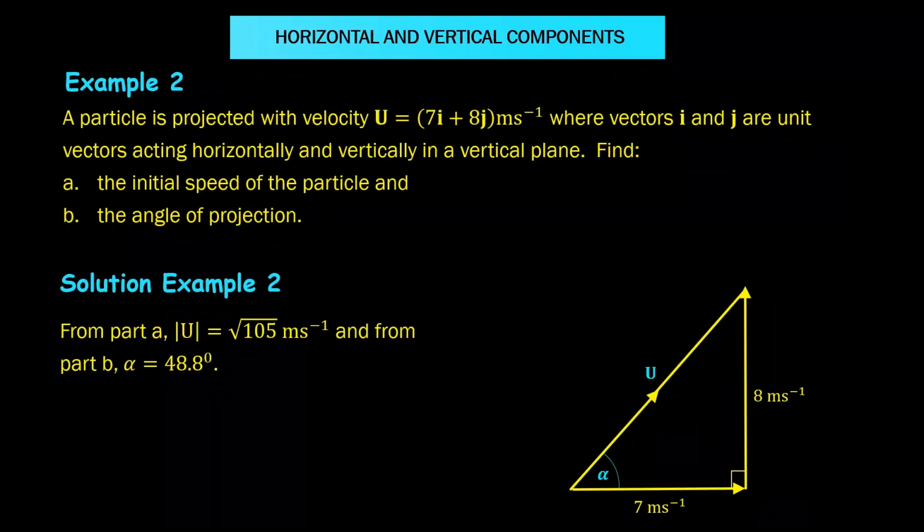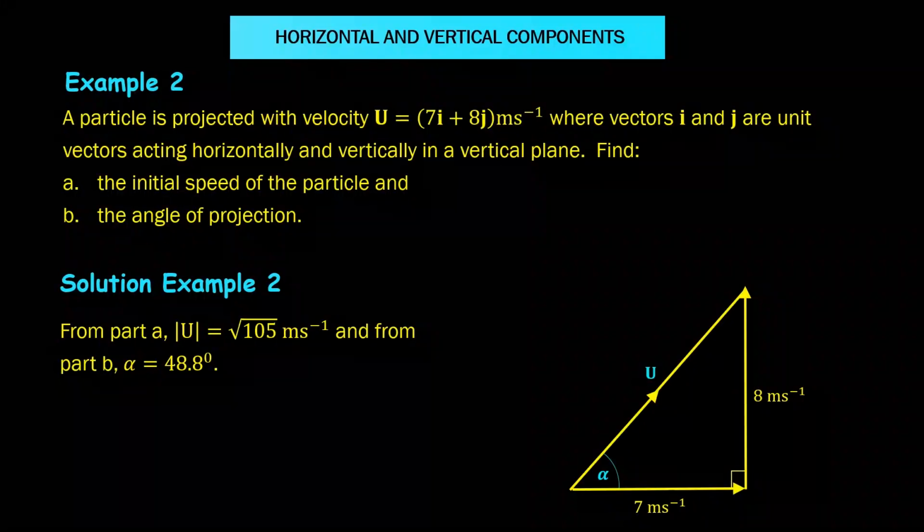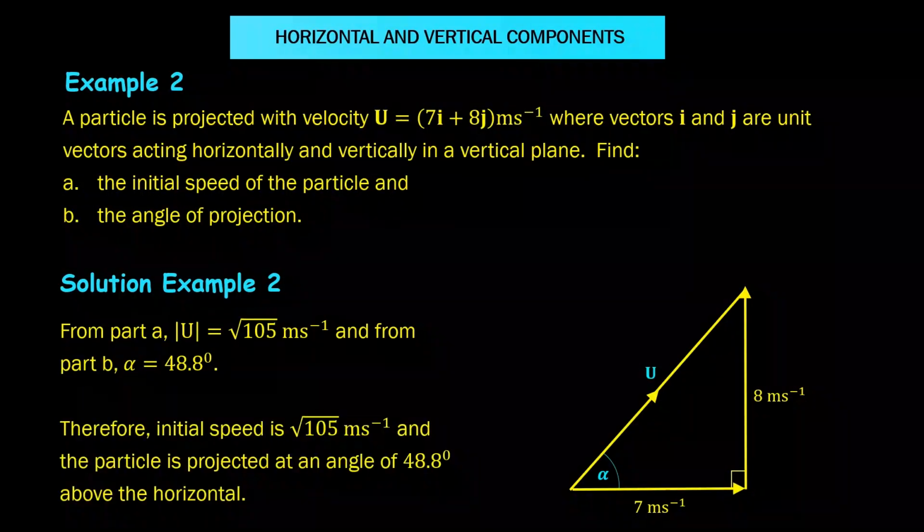So we have from part A, mod u equals square root of 105 meters per second, and from part B, alpha equals 48.8 degrees. Therefore, the initial speed is square root of 105 meters per second, and the particle is projected at an angle of 48.8 degrees above the horizontal.